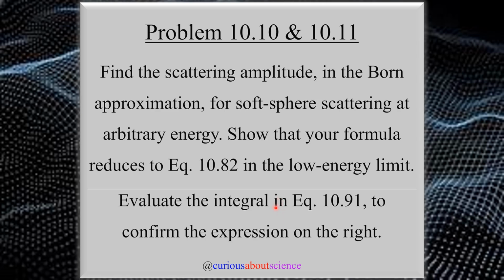Well, today we have a 2-for-1, problem 10 and problem 11. Problem 10 wants us to find the scattering amplitude, which is what the Born approximation allows us to do, for a soft sphere scattering at arbitrary energy. Show that your formula reduces to equation 10.82 in a low energy limit. We love this limit, don't we? Then we want to evaluate the integral in equation 10.91, which by the way is making reference to an example dealing with the Yukawa potential, to confirm the expression of the final scattering amplitude.